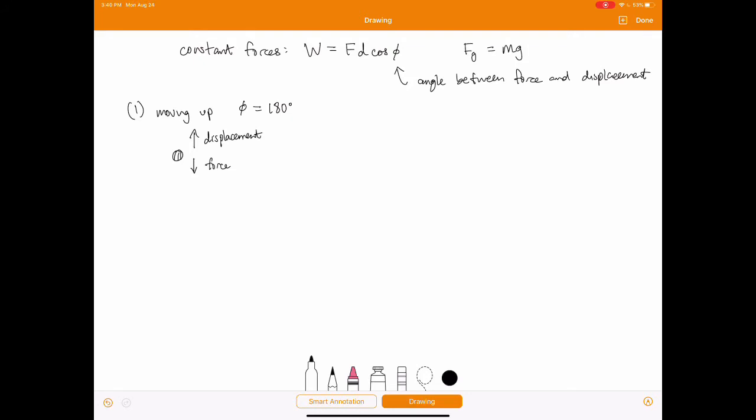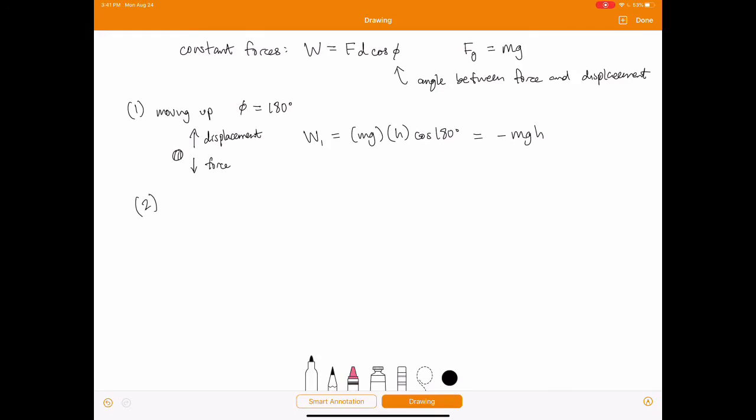Okay, so therefore, the work done during the first part, when we're moving upwards, is going to be the force is m times g. The distance we move is just h, whatever that height is, and we'll have cosine of 180. Now, cosine of 180, you should know, is -1, so we have minus mgh. So gravity is doing negative work, which makes sense. It should be slowing the ball down as it moves upwards.